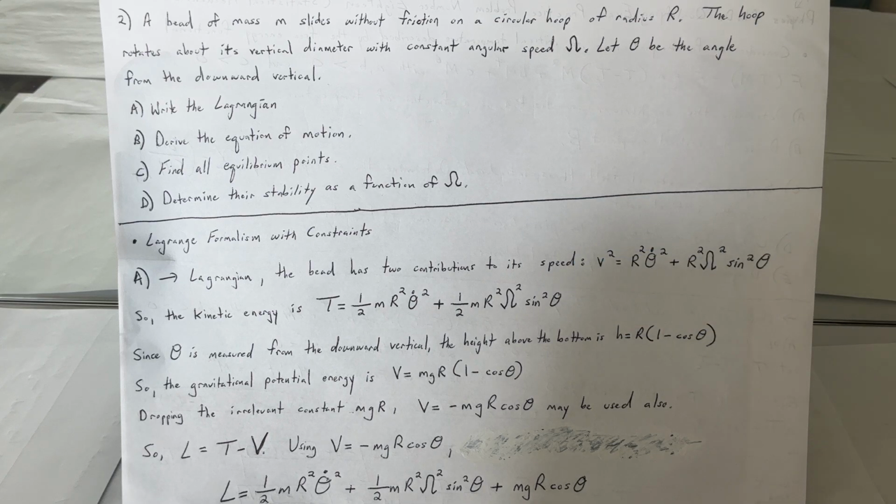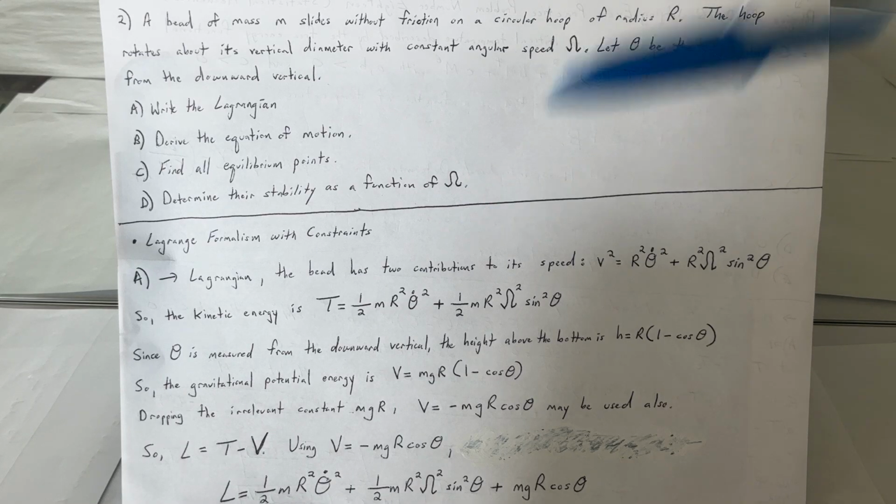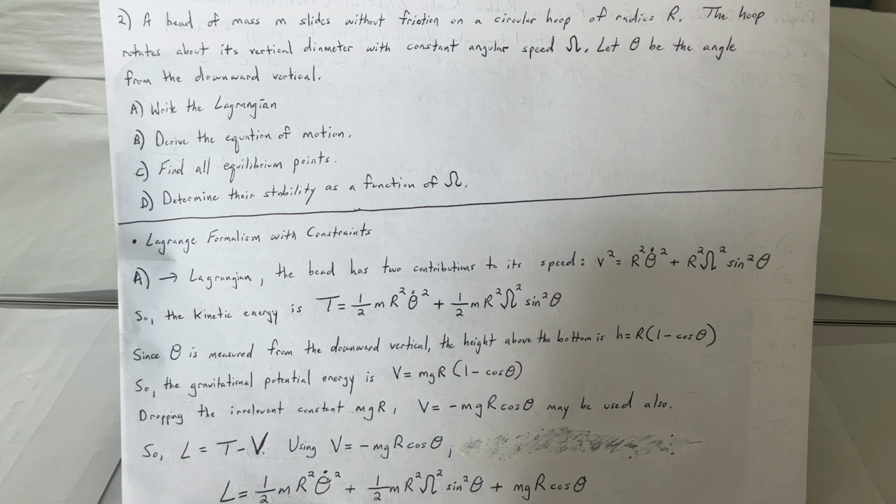So part A, Lagrangian. We say that the bead has two contributions to its speed: v squared equals r squared theta dot squared plus r squared omega squared sine squared theta. So the kinetic energy is T equals 1/2 m r squared theta dot squared plus 1/2 m r squared omega squared sine squared theta.